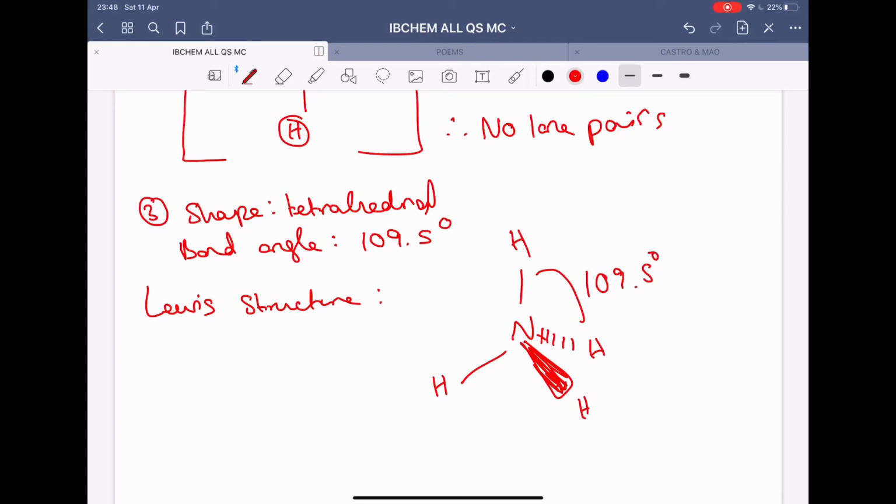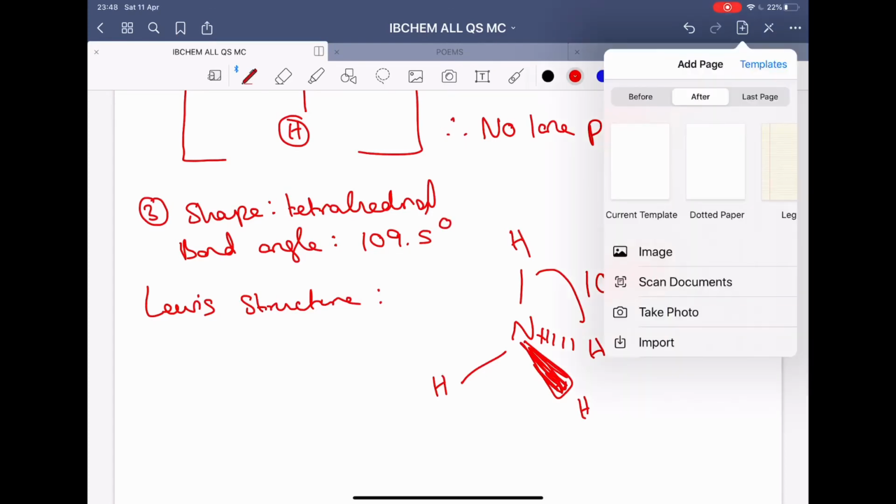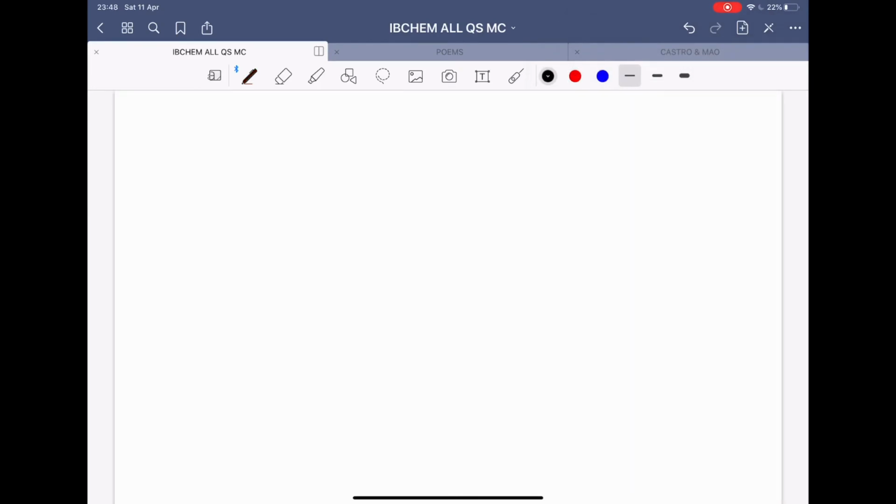I didn't put the brackets with a plus, and this would mean I would have got discredited in the exam. Remember how, as we did in the ball and stick diagram, include those brackets and the plus to show it's a cation. The third question I'm going to give you is nitrogen trifluoride.